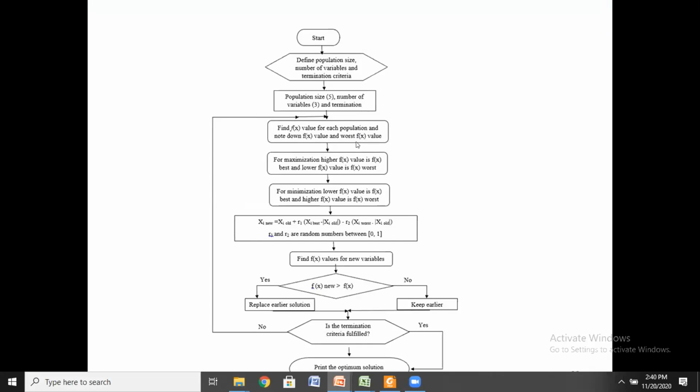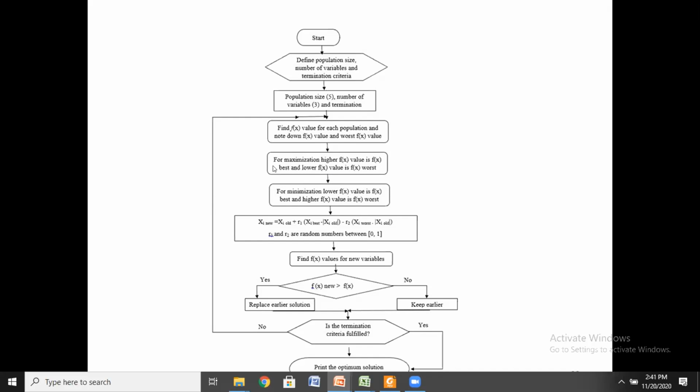These are randomly generated in the setup of the Jaya algorithm when you are performing optimization. Note down the best f of x value and the worst f of x value. In my case, higher, maximum surface finish is the best value and the worst is lower surface finish. I'll make a note when I'm doing it manually. Next step: for maximization, the higher f of x value is f of x best, and the lower f of x value is the worst.